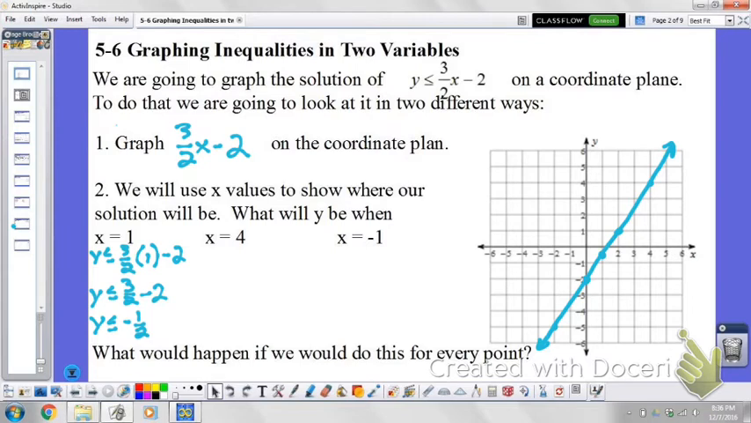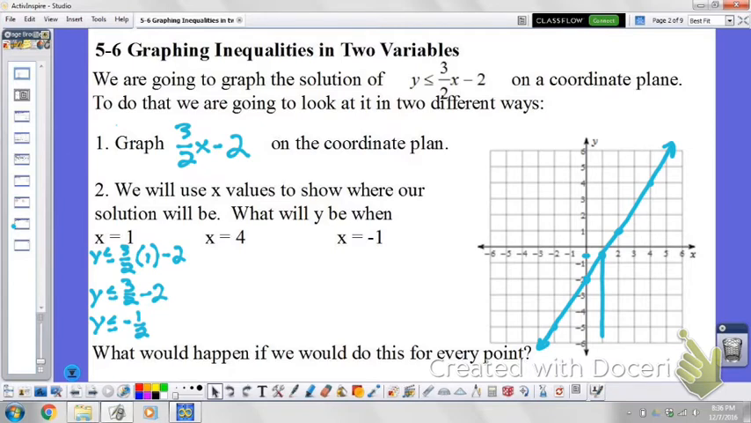So y is going to be less than that part right there. So it's going to be everything below that. So when x is equal to 1, y is -1/2 and below. So that'll look like that. So that is part of my solution to this inequality.